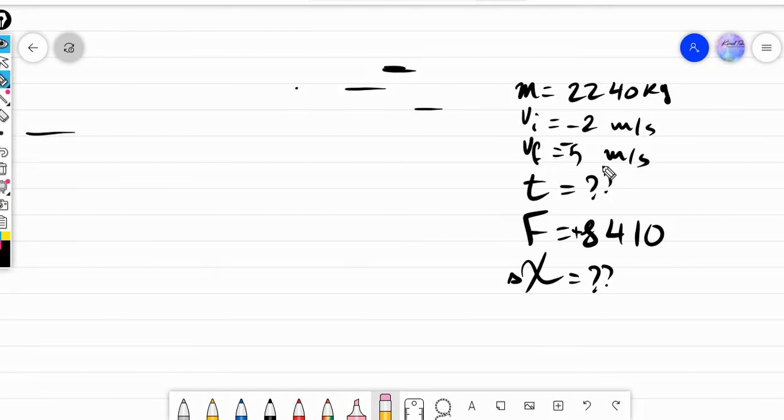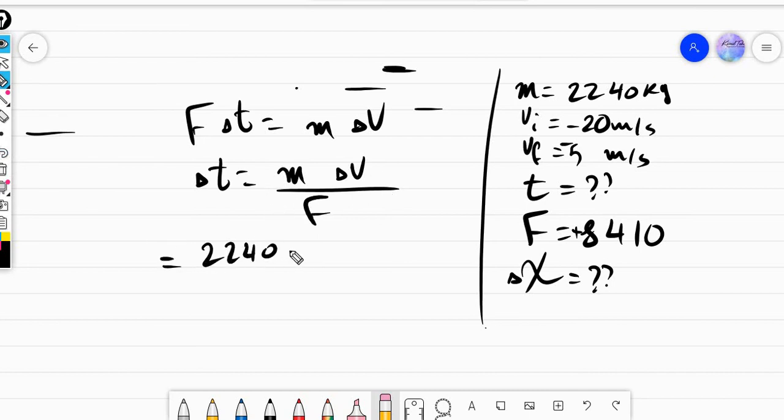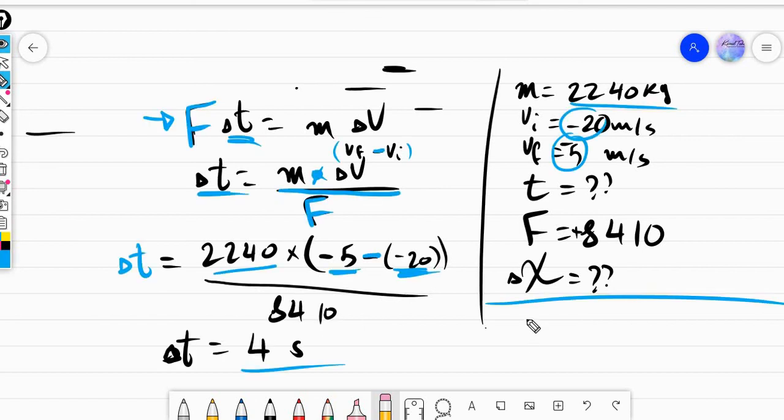Very simple. We will use F delta T equals M delta V. The question asks about the time T, so delta T equals M delta V divided by F. Now substitute M equals 2240. Be careful about delta V: Vf minus Vi, so negative 5 minus negative 20. Now divide by F equals 8410.